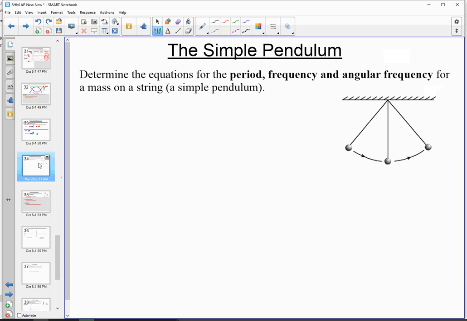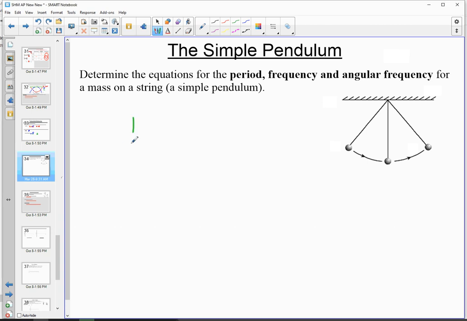All right, our last simple harmonic motion page. We're being asked to determine the period, frequency, and angular frequency for a mass on a string. We've already done it for an oscillating mass on a spring. So why don't you take a moment, pause the video, and come up with the 3 equations for period, frequency, and angular frequency.